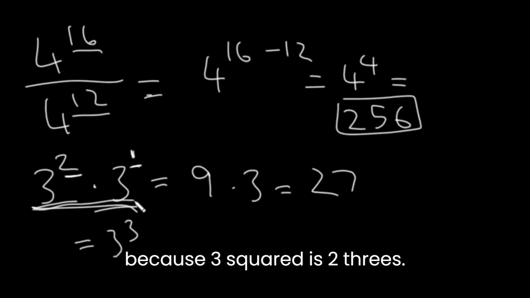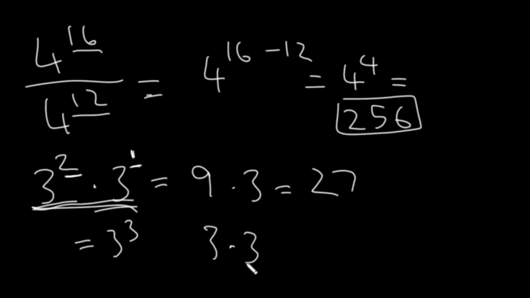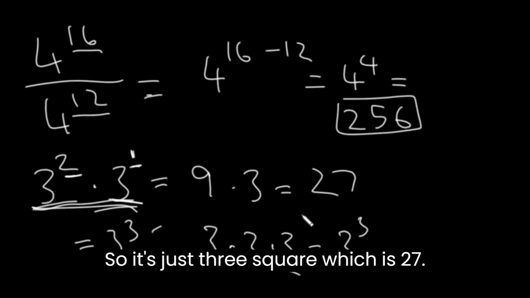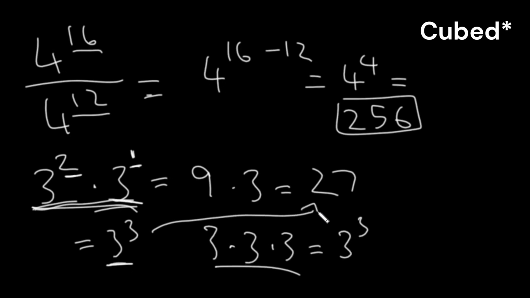Now, this makes sense because 3 squared is 2 3's, and 3 to the first is 1 3, and this in total is 3 3's. So it's just 3 cubed, which is 27. Let's look at another example.